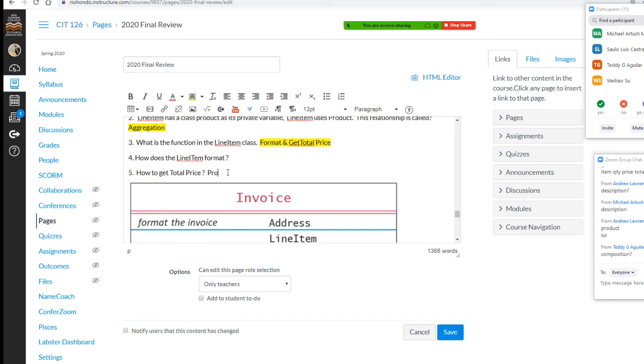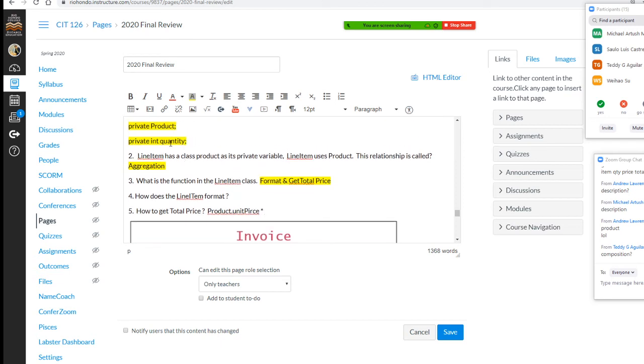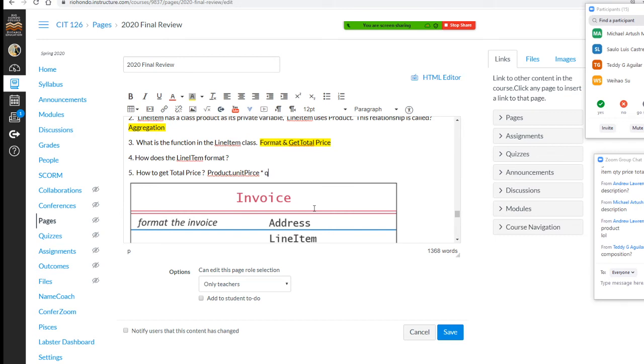So your product, the unit price, times you have a variable here, quantity. You see here, you are two level. You use somebody else's unit price times yourself's quantity. All right.